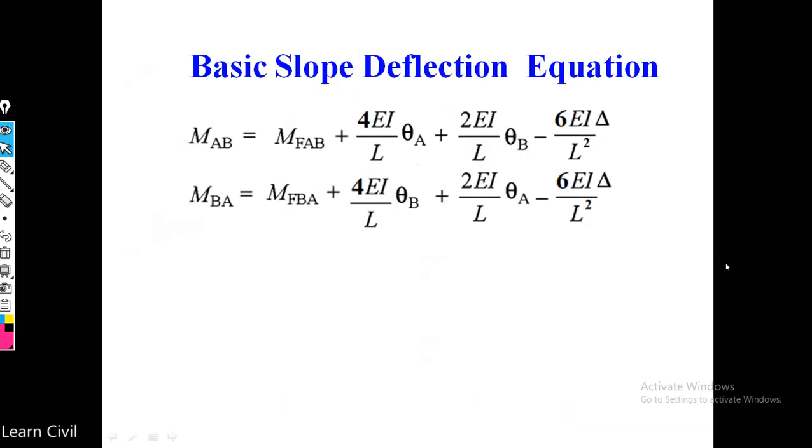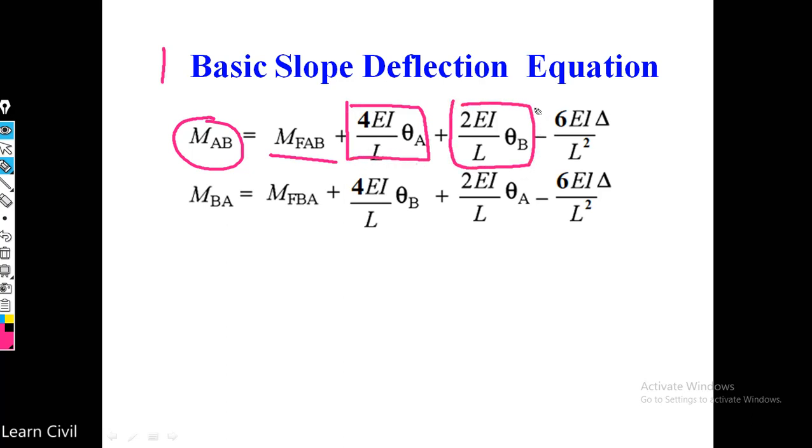We have seen some problems of symmetrical and unsymmetrical frames also. This is the basic equation of the slope deflection method, where the final end moment MAB is the sum of fixed end moment MFAB plus 4 EI theta A upon L plus 2 EI theta B upon L minus 6 EI delta upon L square.